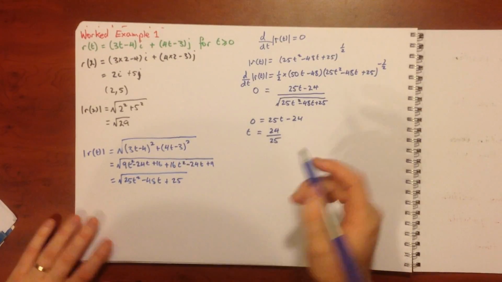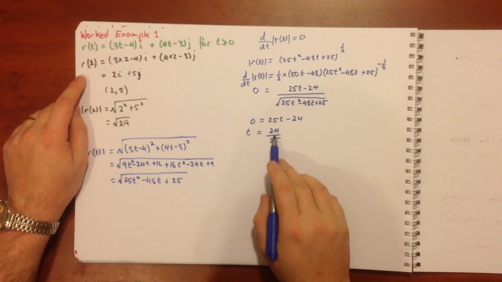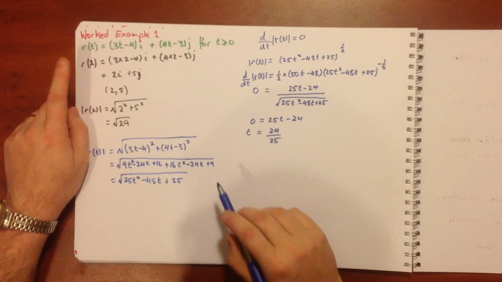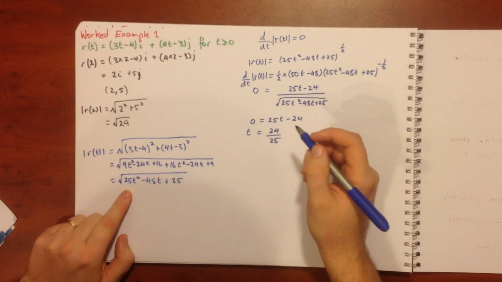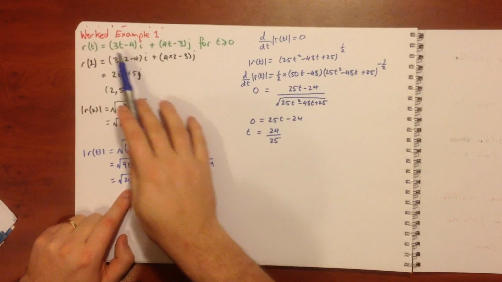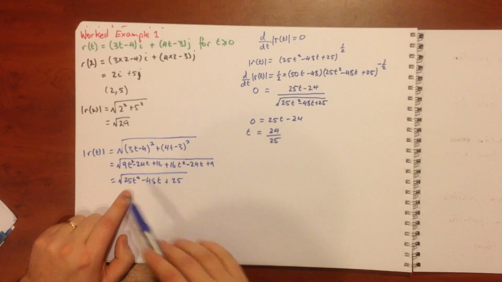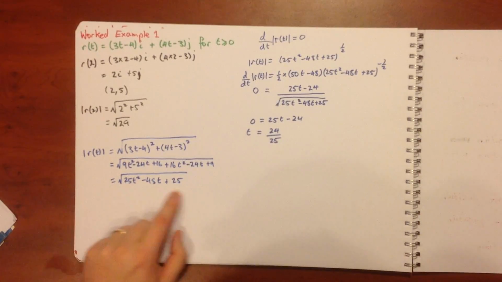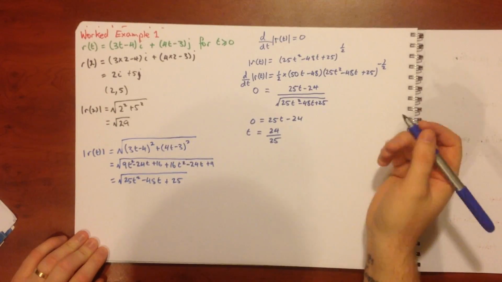Okay, so what we can do is we can sub in our 24 on 25 into our equation. Okay, so what they do is they sub it in to here, and then use this function here. We could also, though, we know our modulus for any time is this function here, so I could also do that and get the same answer.